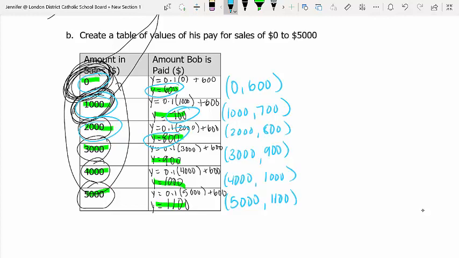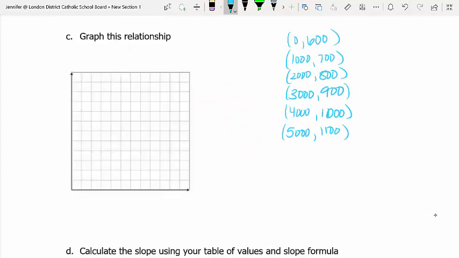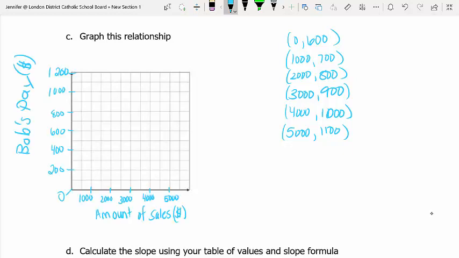Okay, so I've listed all the points that we have to graph. Now we just have to set up our axes. We have to label them both. So I've labeled my axes, so now we have to plot the points.